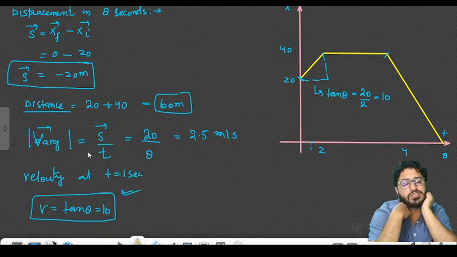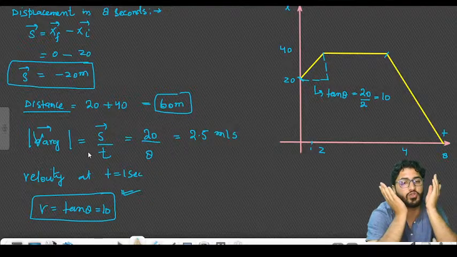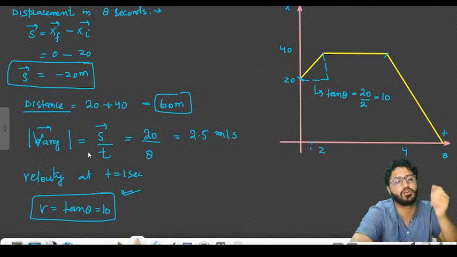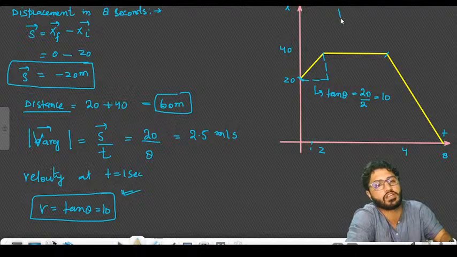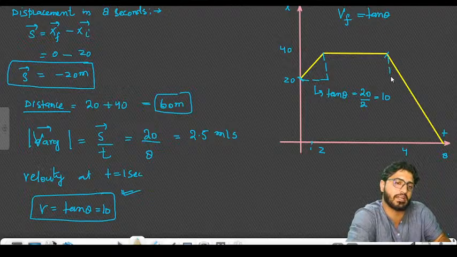No, final velocity means at the final, no? It is not at 2. So if you can see here, you can use tan theta. Look, final velocity, it is v final. So what is v final? That is tan theta. But which tan theta? That will be this tan theta, no? This one.